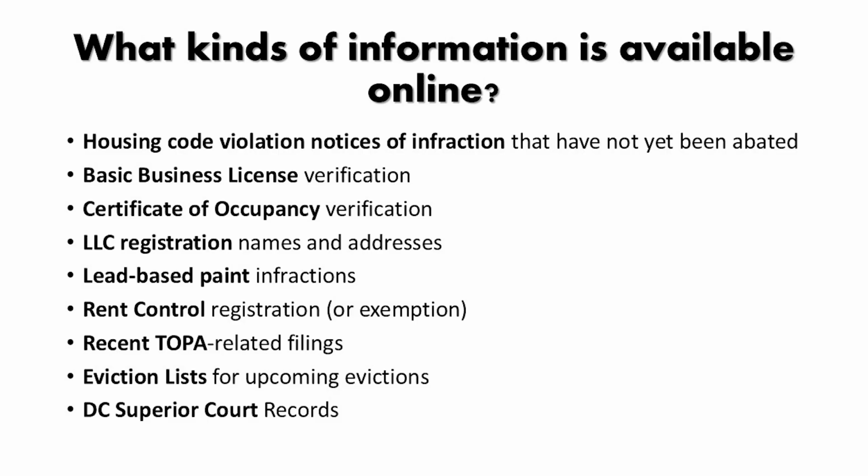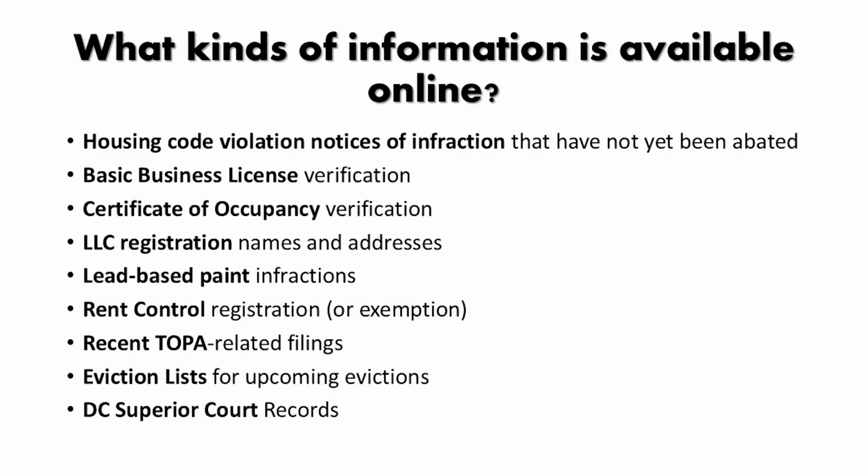Everything here is stuff you could look up today, right now, if you wanted to, for your own rental housing. So the first thing, and this comes up the most frequently, is housing code violation notices of infraction. So if your landlord has infractions and they have not yet been abated, you can find those online. And I'll talk about what that means in a minute with the not yet been abated.